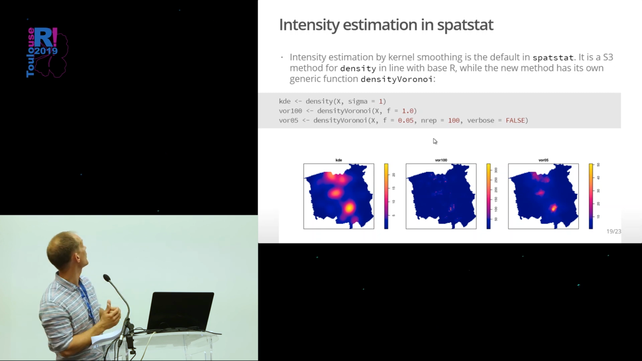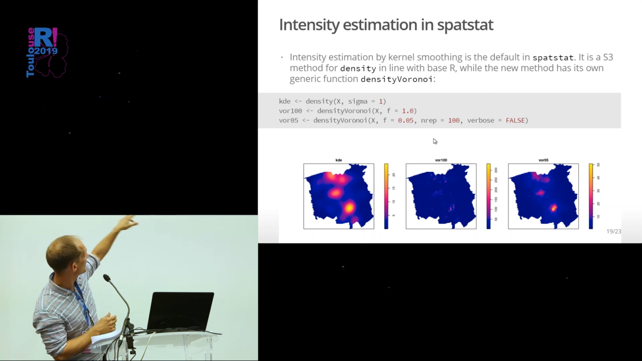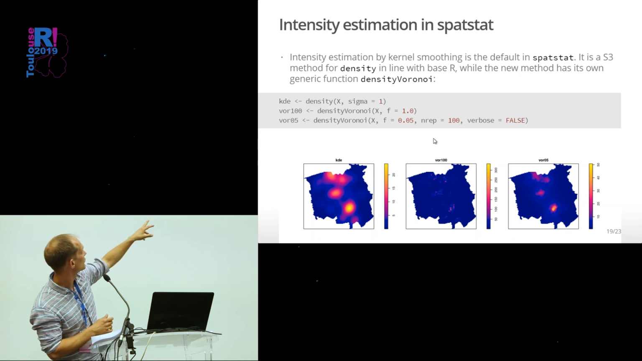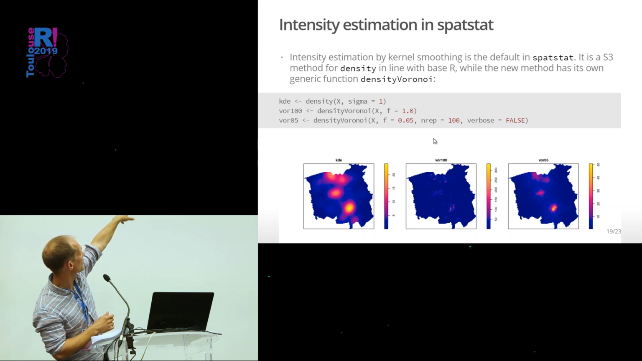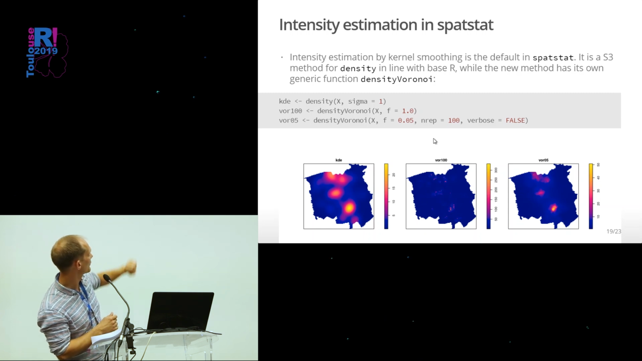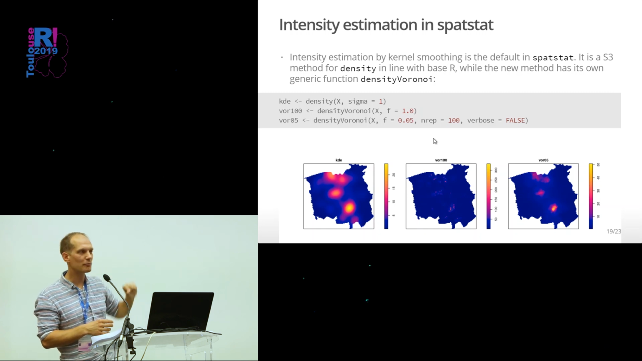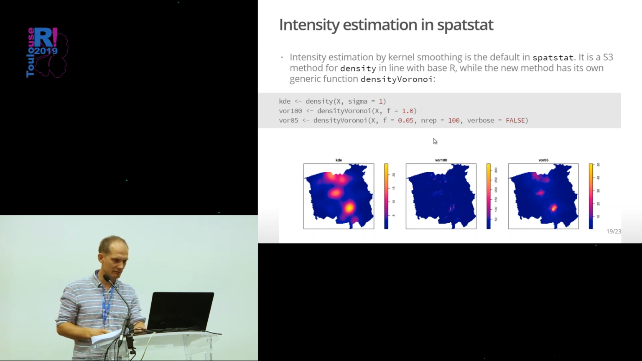And then we made this new one, densityVoronoi, where you can get the other Voronoi estimates. And notice here, I didn't use the same scale on the color axis. So for Voronoi at 100%, where you keep all the points with the standard Voronoi estimate, you just see there's one very sharp peak and you can't see any details apart from that.